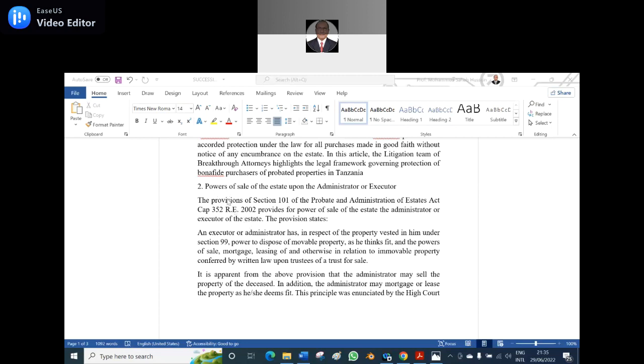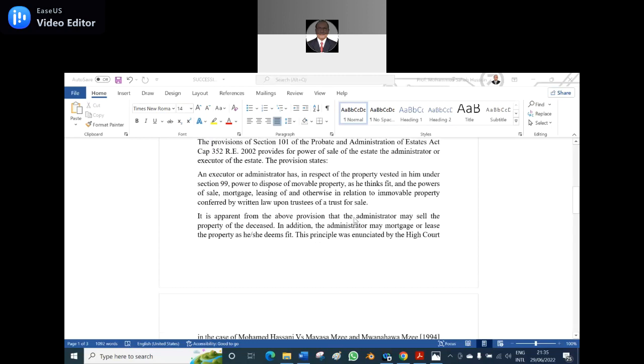Number two, power of sale of the estate by the administrator or executor. What are the powers of sale over the estate by the administrator or the executor? The provision of section 101 of the Probate and Administration of Estates Act, Cap 352, revised edition 2002, provides for the power of sale of the estate by the administrator or the executor of the estate. The provision states in this manner.